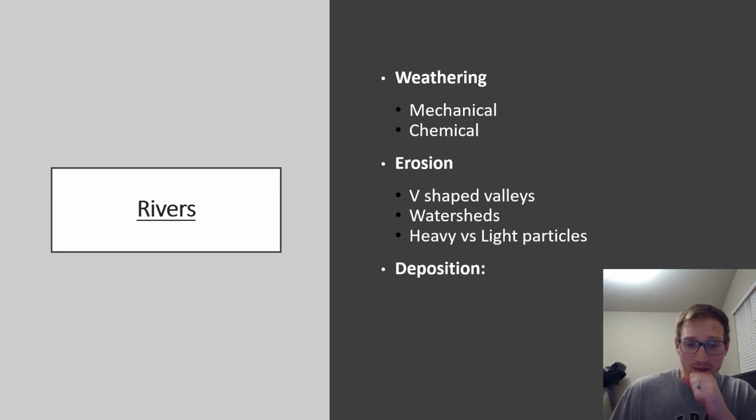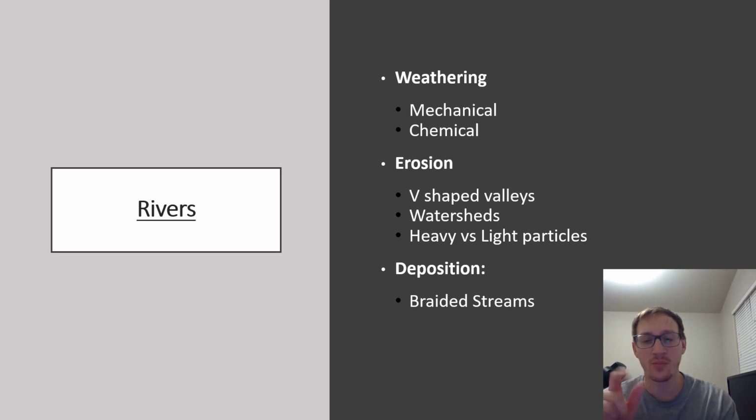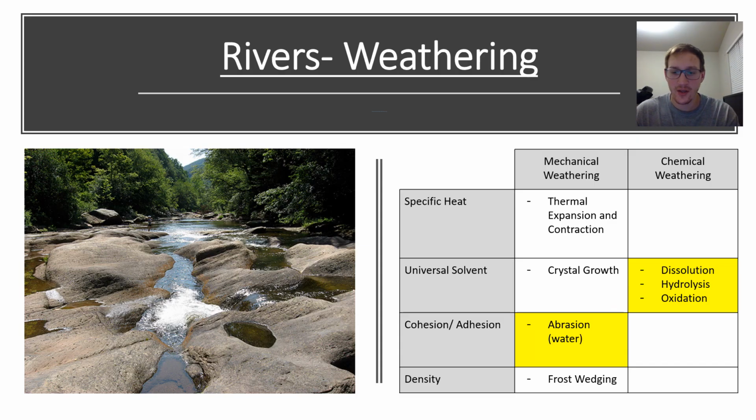Okay, and the next thing that we need to talk about is how they're deposited. Okay, so the depositions are braided streams, deltas, and meanders, and we'll talk about how each of those is slightly different and what they can create as well. So, just real quick, if you look at this graphic that I give you, we have mechanical weathering and the different types or the different qualities of water that they go with. I think you guys have seen this before. I just wanted to reiterate that this goes with rivers, obviously, because they're made out of water and everything goes along with them.